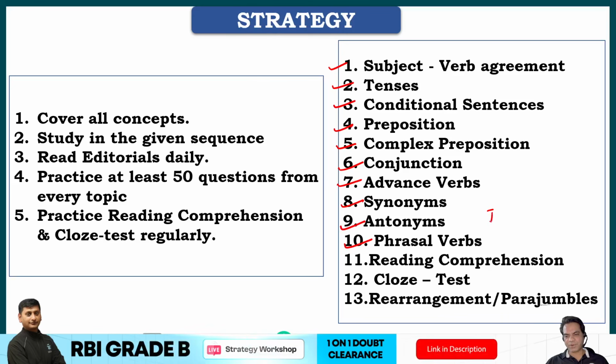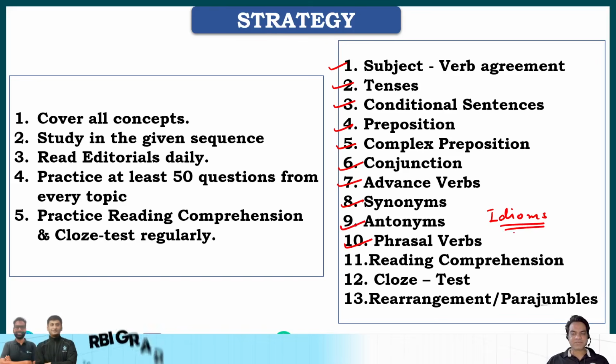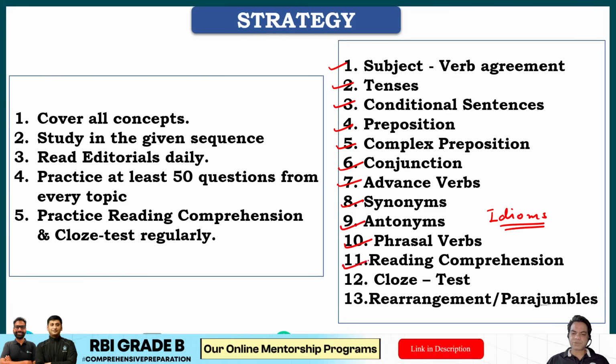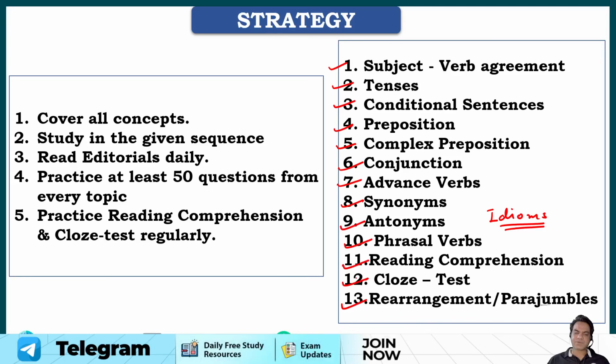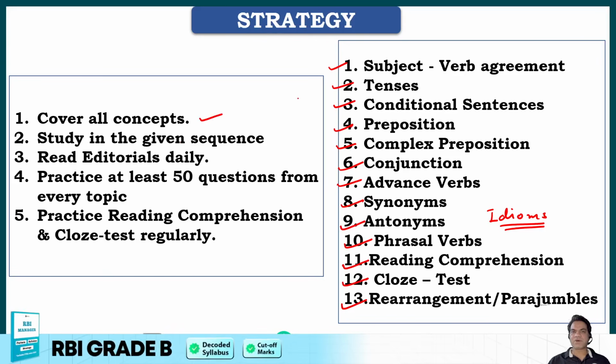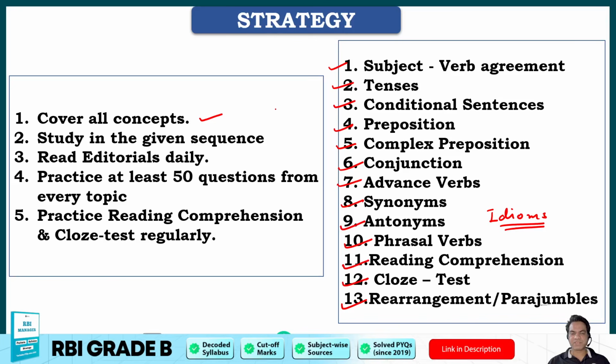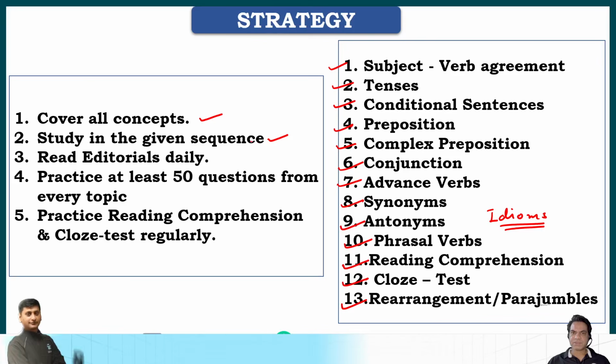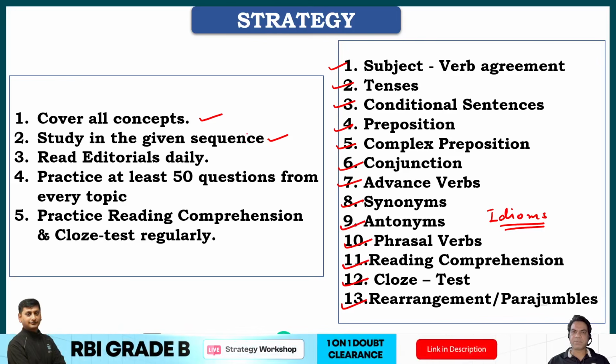I'll add one more topic into it. Idioms and phrases. That's also quite important. Then for comprehension, you should be looking into reading comprehension, cloze test, and rearrangement, which we call parajumbles. Now, how do we approach these topics? First of all, cover all the concepts of your grammar and your comprehension ability. Study in the given sequence, the sequence that I've given you. Start with grammar, followed by comprehension, and then add on your vocabulary to it.